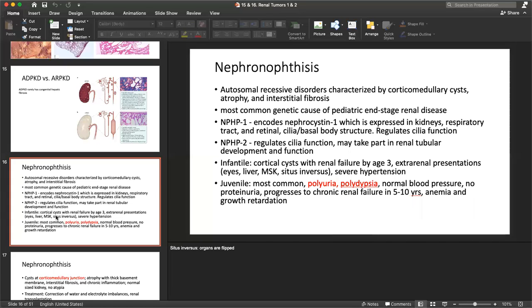Okay, this is a hard word. Nephronophthisis. Not sure if that's right. NPHP1 and 2. And in the juvenile form, it's corticomedullary cyst, atrophy, and interstitial fibrosis. In a kid, it's going to have polyuria, polydipsia with normal blood pressure, leading to chronic renal failure in 5 to 10 years.